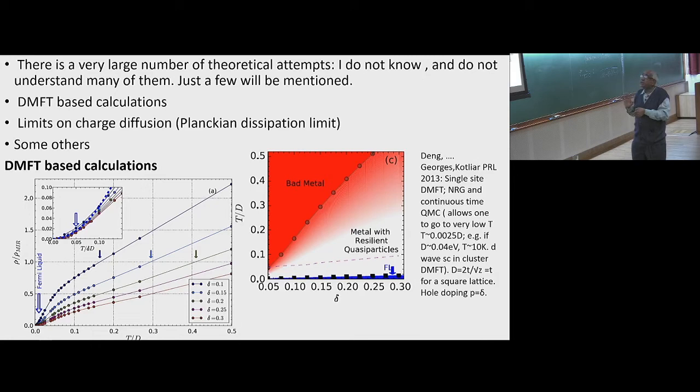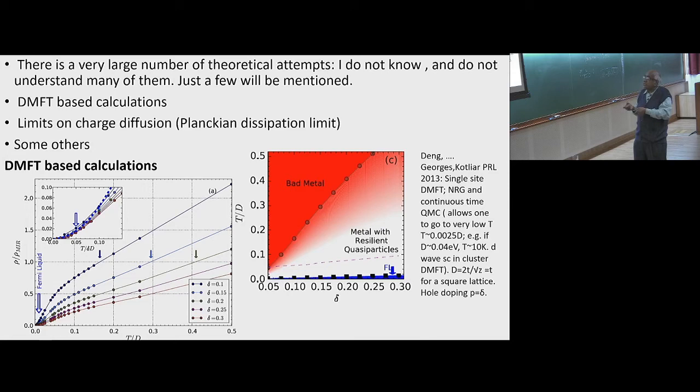Now there is a very large number of theoretical attempts. I honestly do not know many of them. I do not understand many of them. And so I will just mention a very few. One class of theoretical attempts is based on DMFT, that is the dynamical mean field theory. In these attempts, you assume a Hubbard-like model, that is a lattice model with electron correlations on a single site. And you obtain a self-consistent theory for such a lattice system. In large dimensions, it turns out that the resistivity can be written only in terms of the single particle Green's functions. You use that fact.